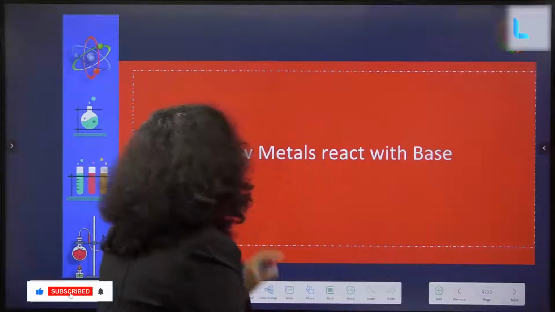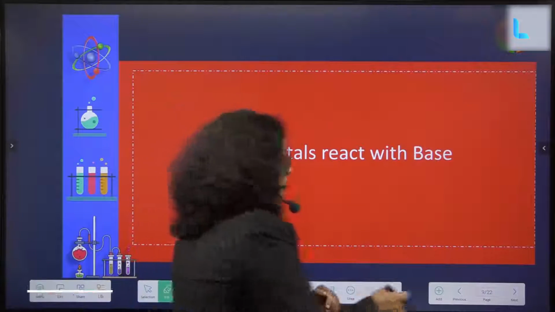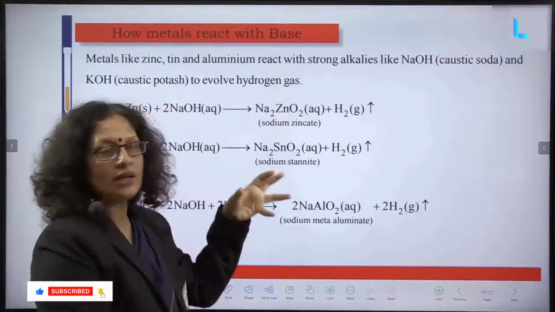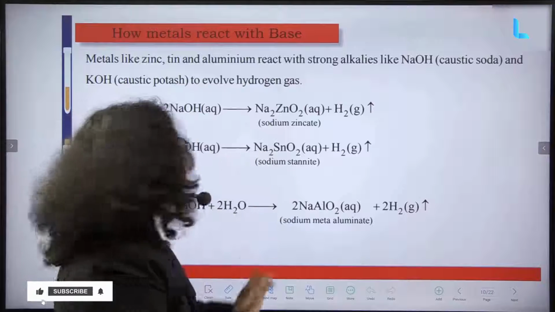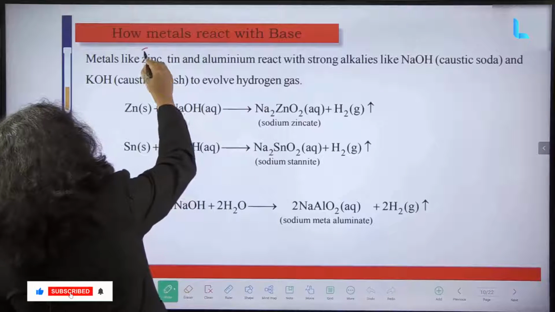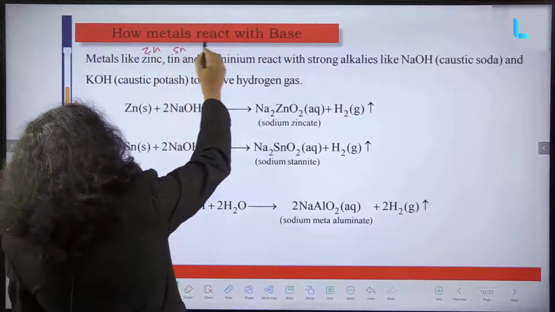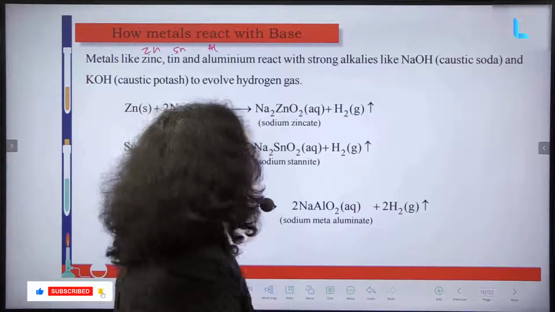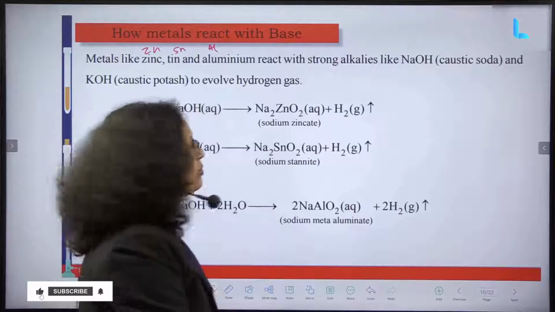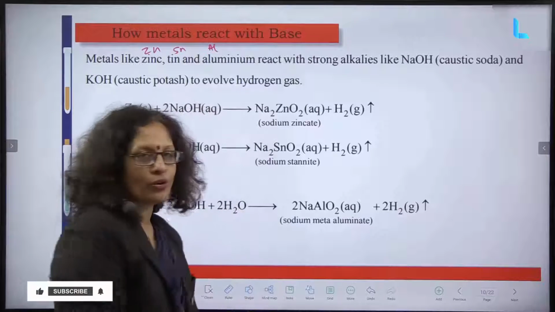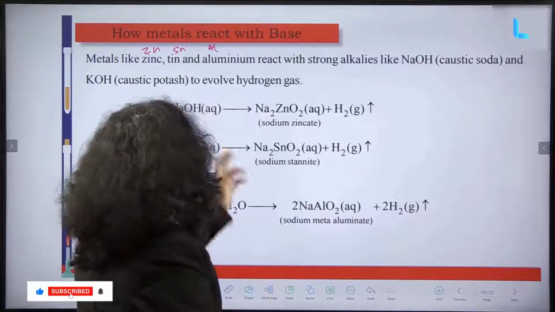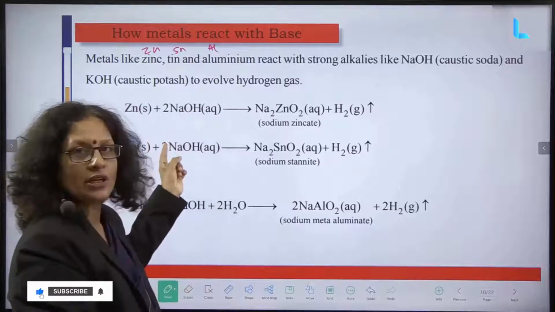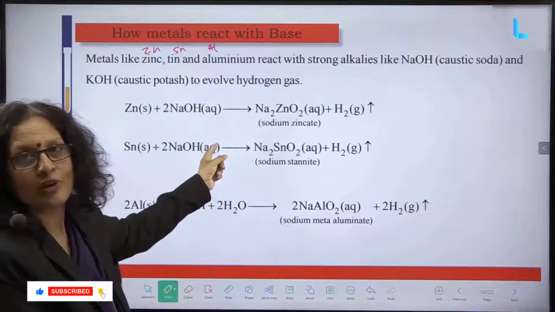Okay. Now, how do metals react with bases? Let's observe that also. Metals like zinc, tin and aluminium, all of you are familiar with these symbols, react with strong alkalis like sodium hydroxide, popularly called caustic soda, and potassium hydroxide, called caustic potash, and evolve hydrogen gas. Hydrogen gas is liberated. We can see here when zinc reacts with sodium hydroxide.